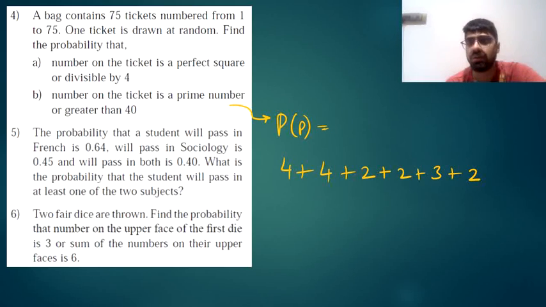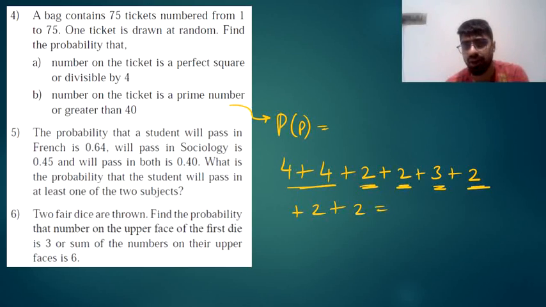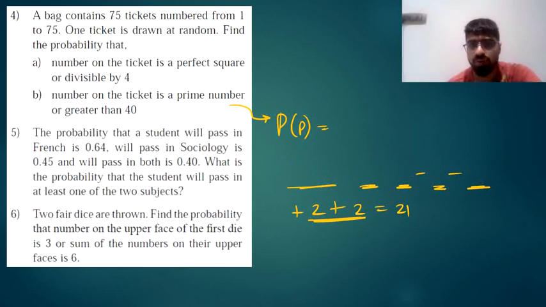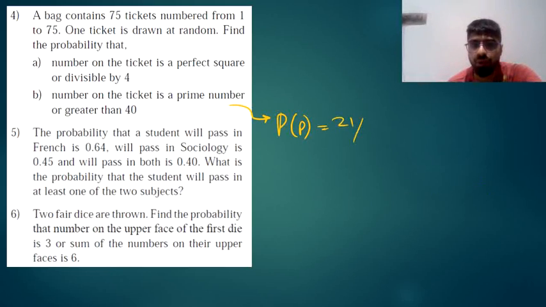53, 59, plus we have 61 and 67, so 2 more prime numbers. Then 71 and 73, 2 more prime numbers. So this is making it 8, 10, 12, 15, 17 and 4. That's 21 prime numbers in total. So we have 21 prime numbers, and that is why the probability of getting a prime number becomes 21 upon 75.